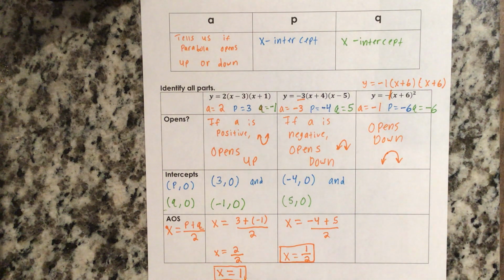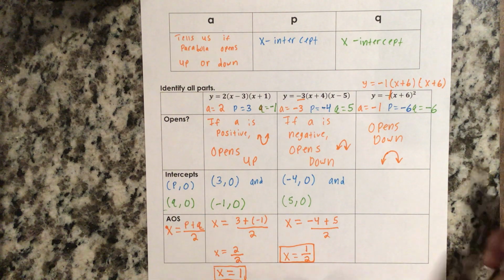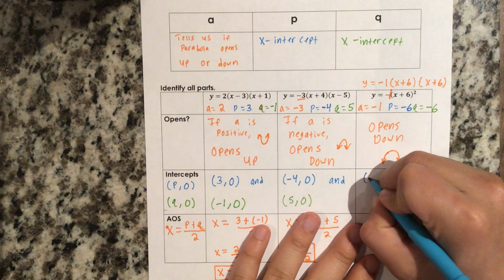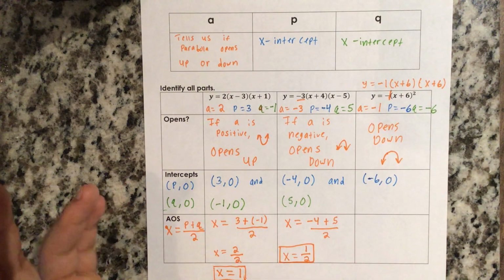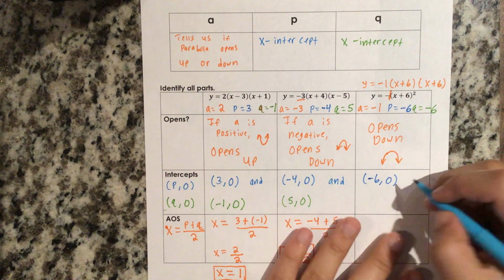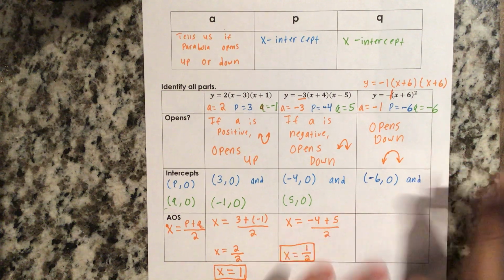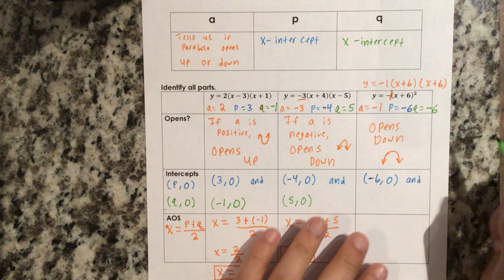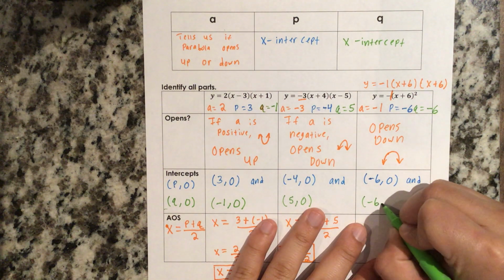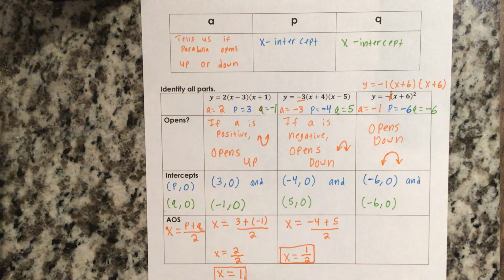Intercepts. So this is where it's a little weird. So my first x-intercept is P, 0. So my P is -6, 0. Okay, easy. No trick so far, right? So there's one. All right, and now I'm going to write my second one. So I have Q, 0. So again, -6, 0. Okay.